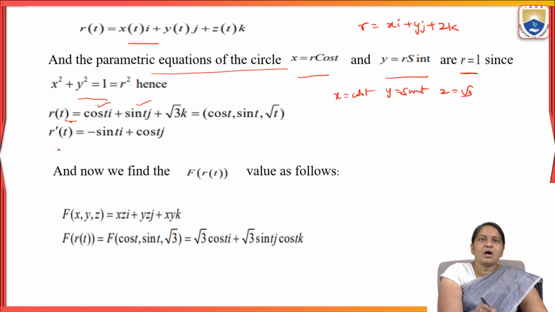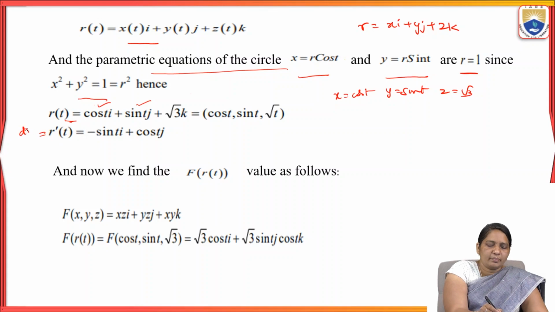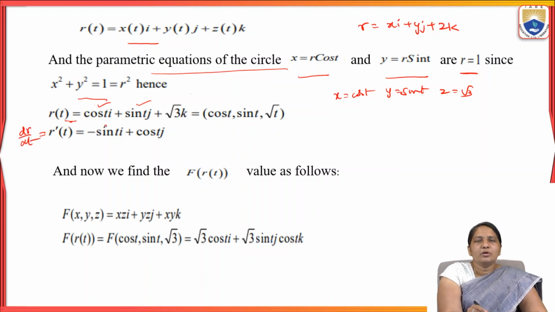So when you are doing the r dash of t, it is nothing but dr by dt. So derivative of cos t is minus sin t, so minus sin t i. Here derivative of sin t is cos t, so cos t j. This value is 0. So now we are going to find f of r of t. What is the f value here? xz i plus yz j plus xy k. So here f of r of t equal to cos t, sin t, and root 3.